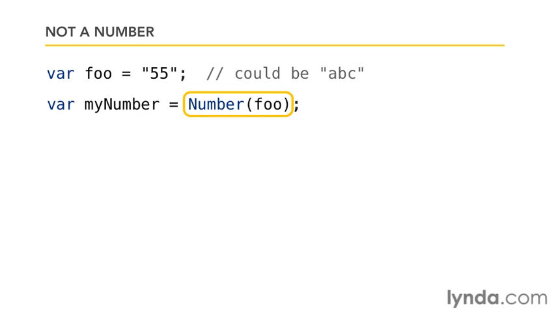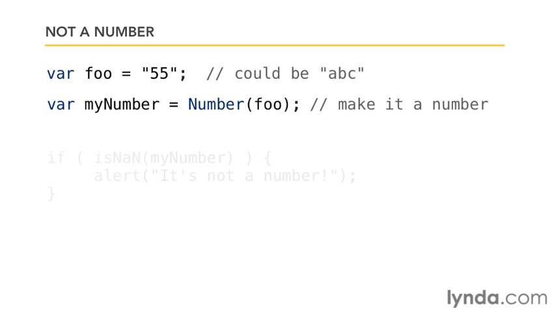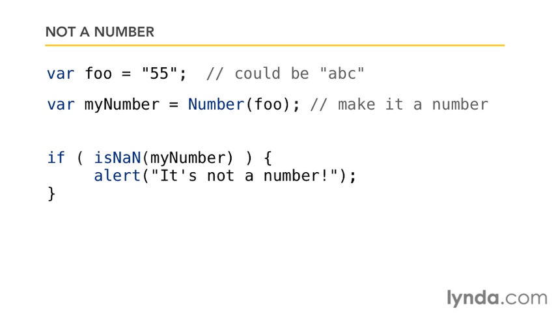Now, this looks a little odd. This is a built-in function in JavaScript called Number. And it's one of the few times we've seen an uppercase N here. We're passing in the variable foo, and we're saying make it a number and store the result in the myNumber variable. Hopefully, this will work, but it might not. So the next thing that I need to do is check it.